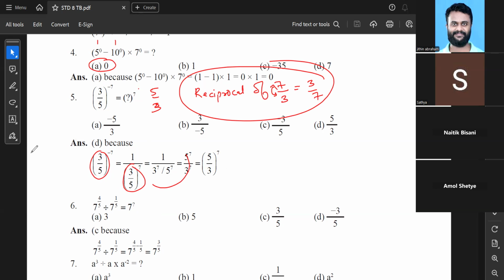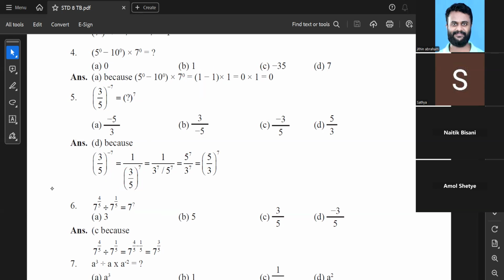Okay. Now, question number 6, 7 raised to 4 by 5 divided by 7 raised to 1 by 5. As you can see, the numbers are same, only the indices are different. With a division sign, obviously, what you have to do is subtract them. So you'll go 4 by 5 minus 1 by 5. That gives you 3 by 5. That's your answer. I believe it's clear so far.